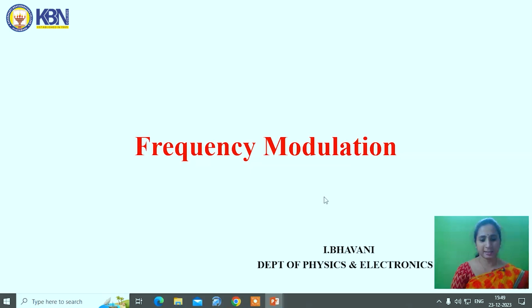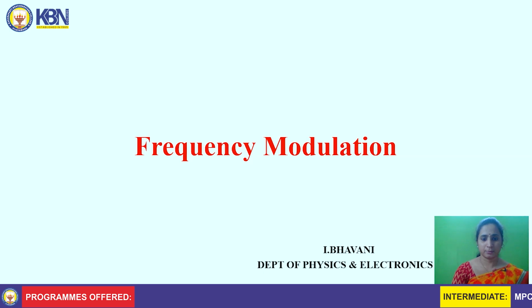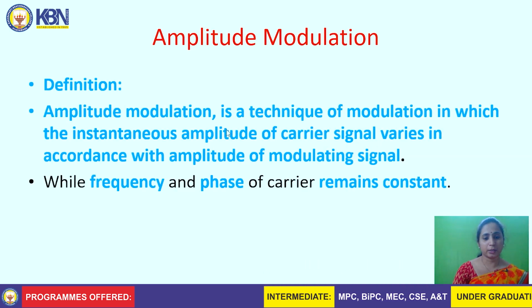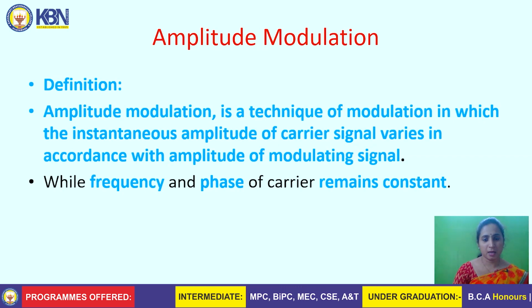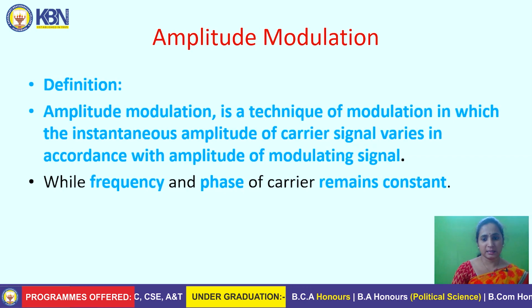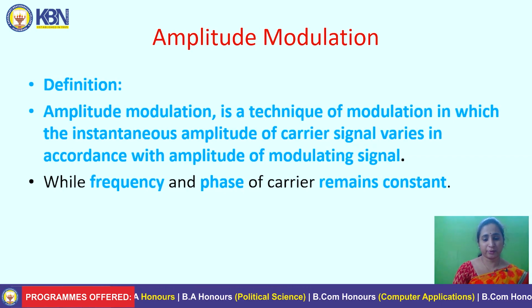So now let's see. Before explaining frequency modulation, what is meant by amplitude modulation? Amplitude modulation is a technique of modulation in which the instantaneous amplitude of the carrier signal varies in accordance with the amplitude of the modulating signal, while the frequency and phase of the carrier remain constant.